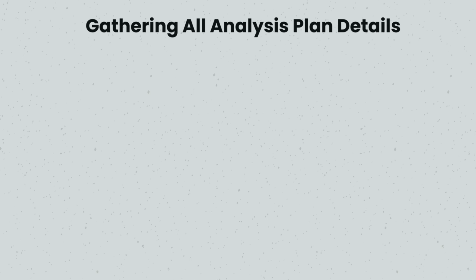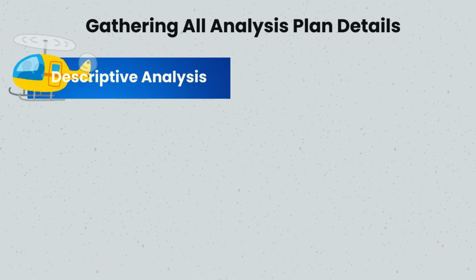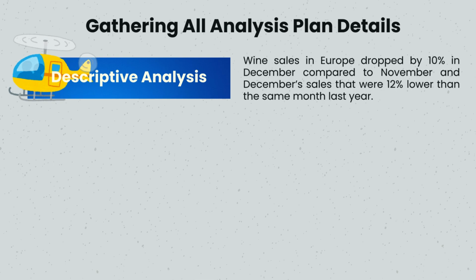First, descriptive analysis, that is a helicopter point of view comparing December sales to the previous month and the same month last year's. It can be analysis of sales by country and region to identify general patterns. As an example, wine sales in Europe dropped by 10% in December compared to November, and December sales were 12% lower than the same month last year.